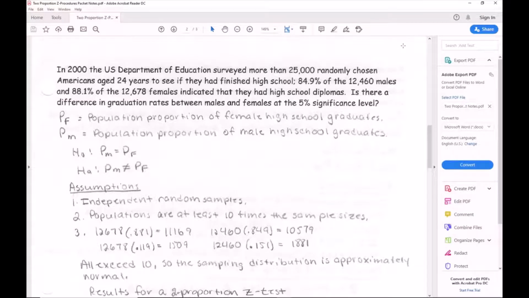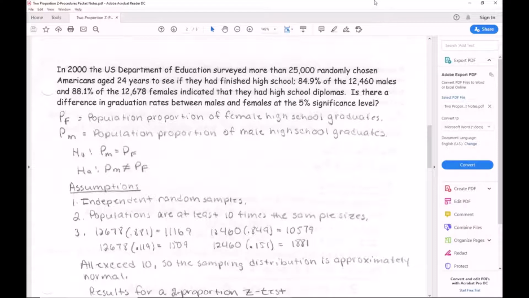We had done packet pages 14 and 16, so we're going to knock out 15. And this is a two-proportion Z test, and it's two-sided because it's not equal, obviously. There's a survey of 25,000 randomly chosen Americans to see who had finished high school at a higher rate, the men or the women.